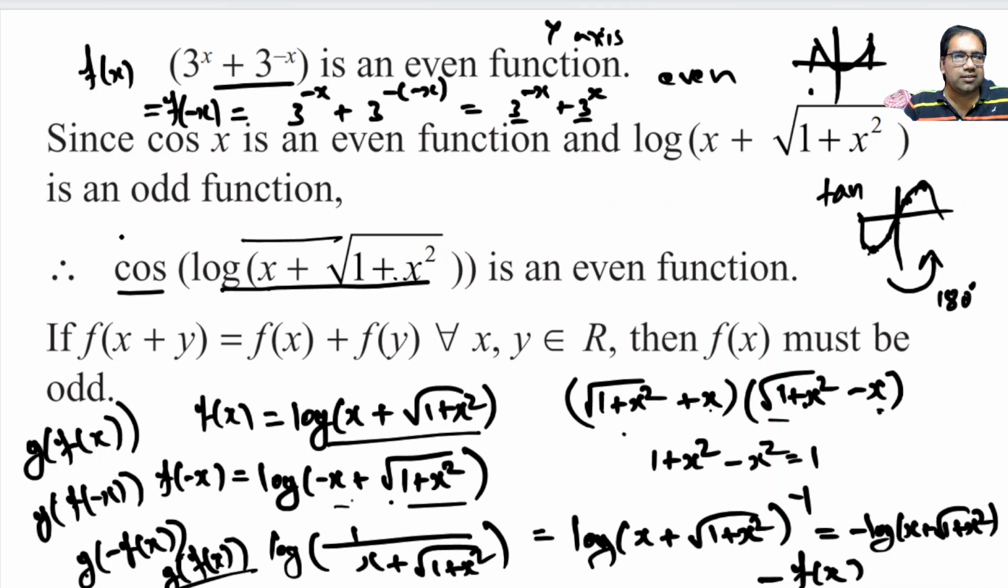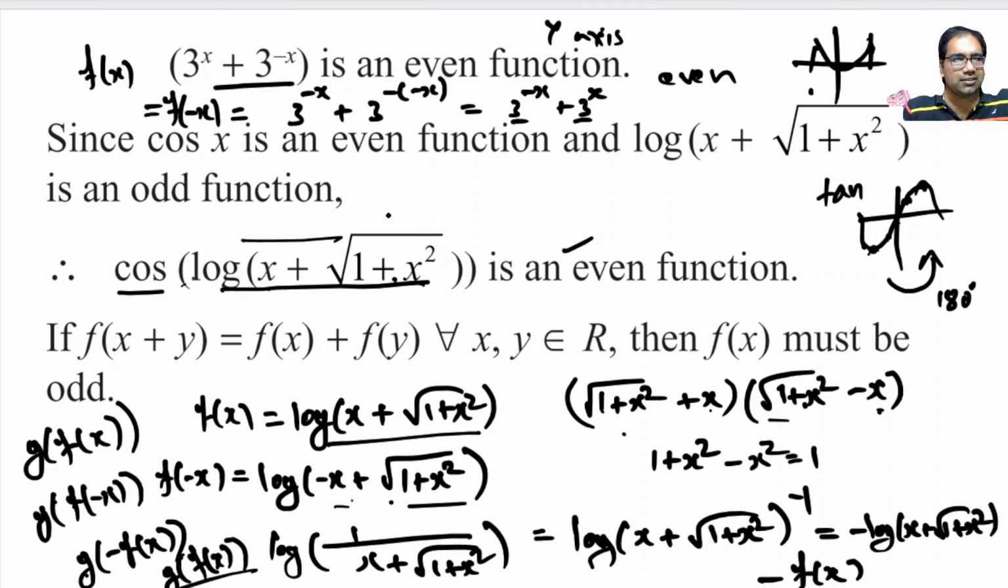So net, this entire function is even, because cos of this thing and cos of minus this thing both should be equal, both are same, right? Because cos is even. Cos of this one versus cos of minus this one both are same. So this is an even function. So this is also gone.